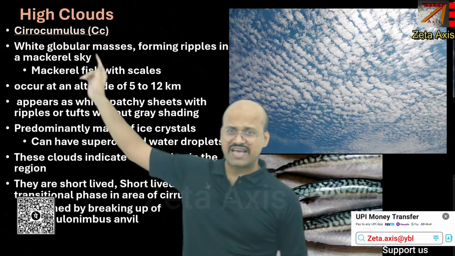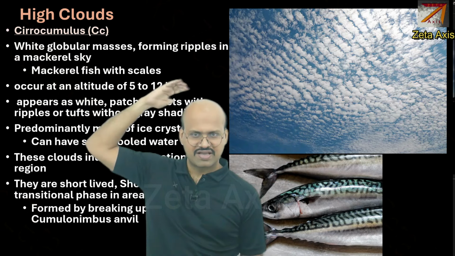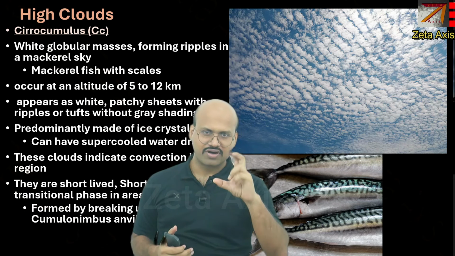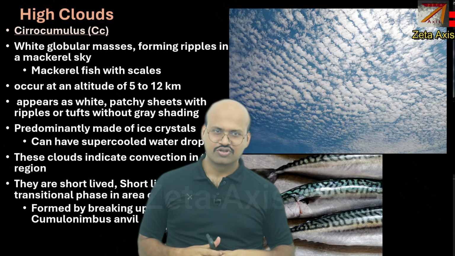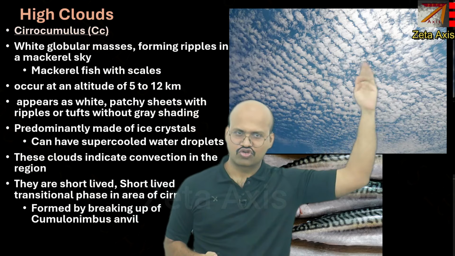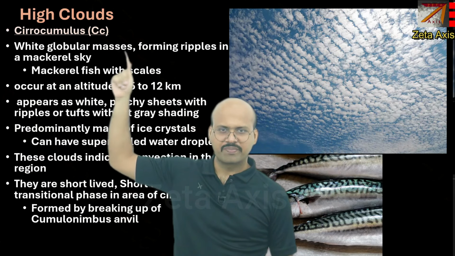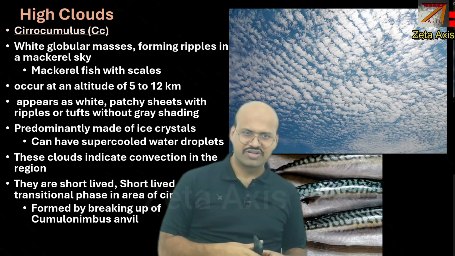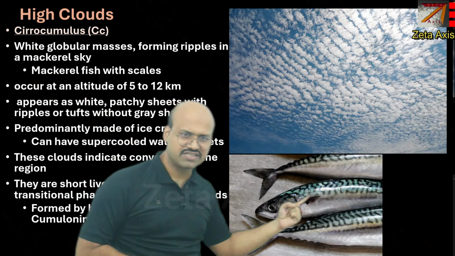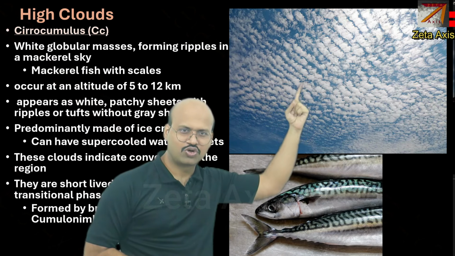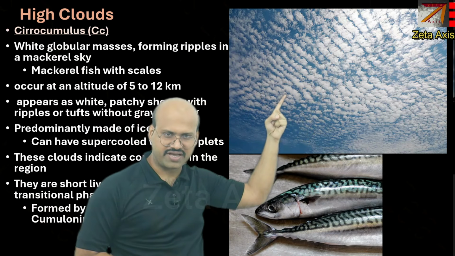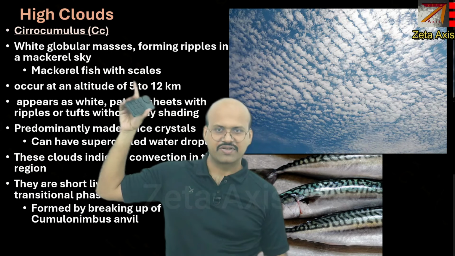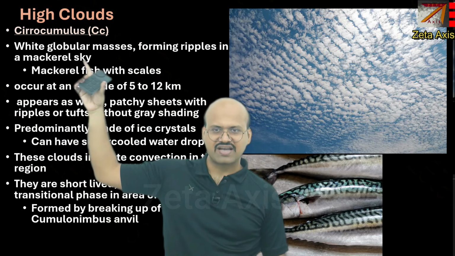Next is cirrocumulus. Now cirro means high, and cumulus we have discussed, it is like these wave-shaped or clump-shaped clouds. So here we can see this is the cirrocumulus type of cloud. They are white globular masses forming ripples in a mackerel sky. Now, mackerel is a fish with scales. So this is a mackerel fish, and you can see the scales of this fish are very similar to the pattern of the clouds in the sky, and that is why this type of cloud is also called a mackerel sky.